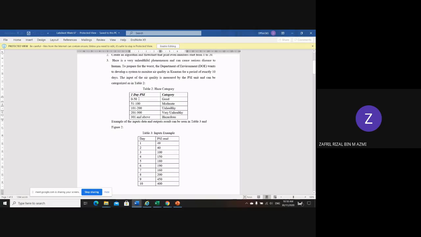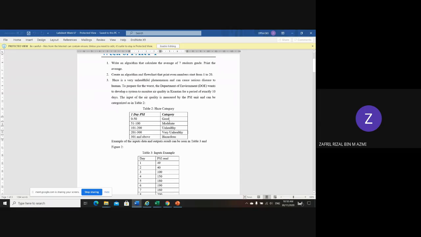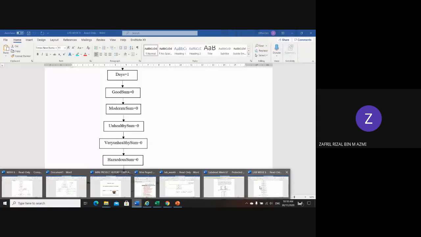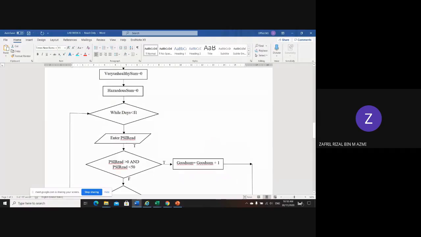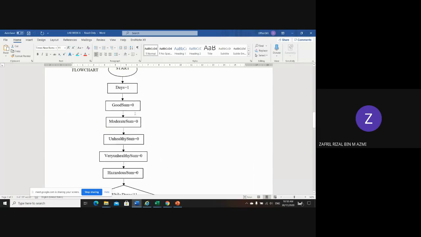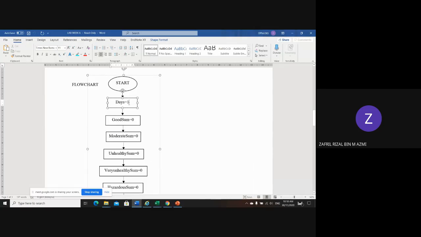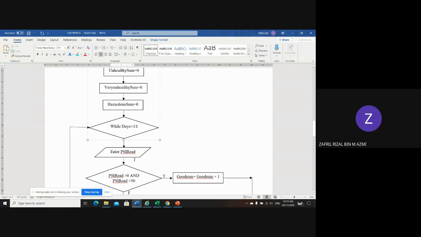Okay? So inside of the decision, not only do you put, for example, category equal to good. Let's look at the answer over here. Enter PSI. Yes, you need to put it inside of the looping. So looping, and your friend defined while days is less than 11, because she started the days with 1. If you start the days with 0, so this should be what? Less than 10. Okay, 10.